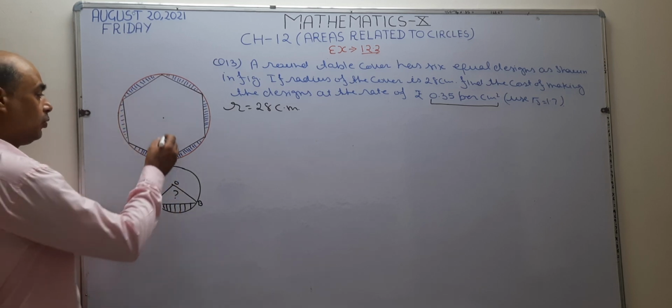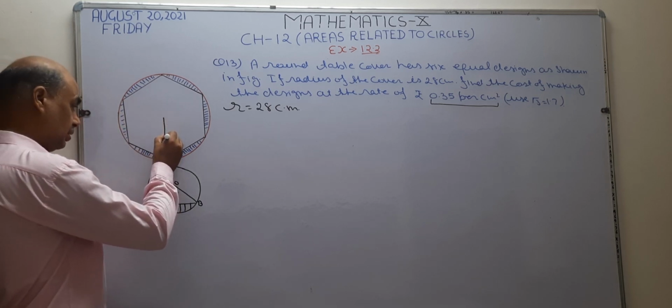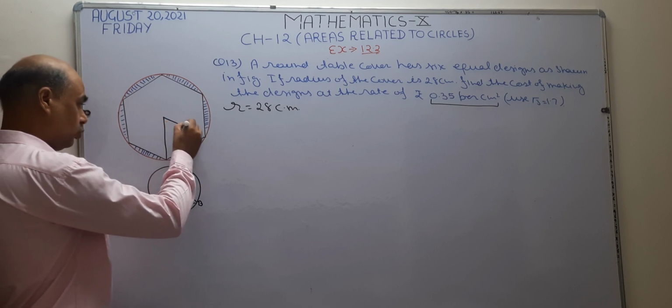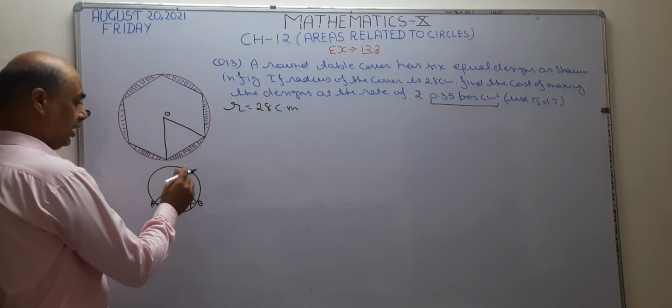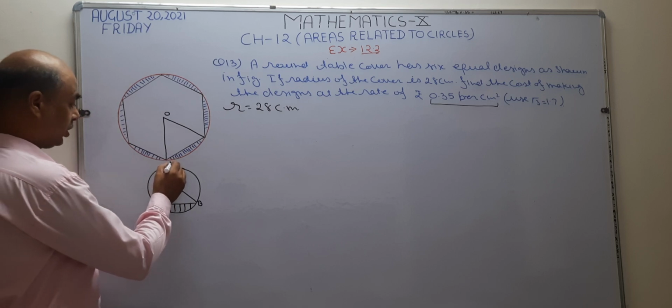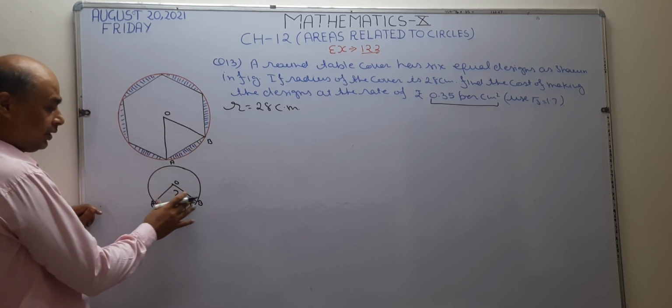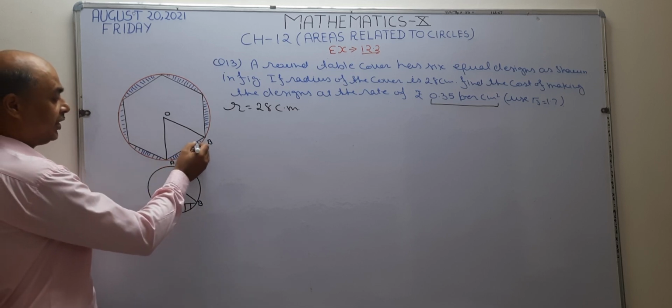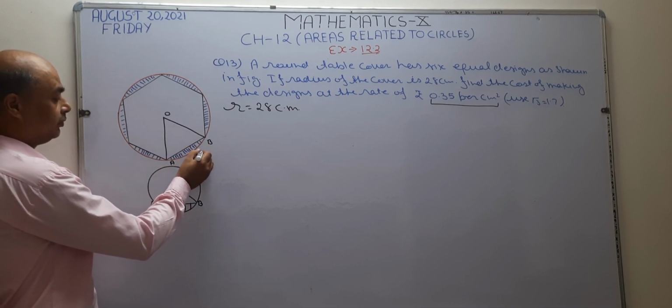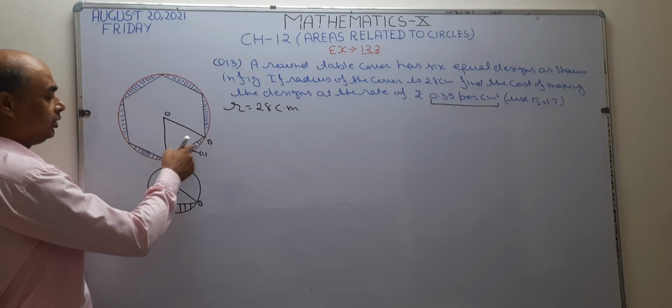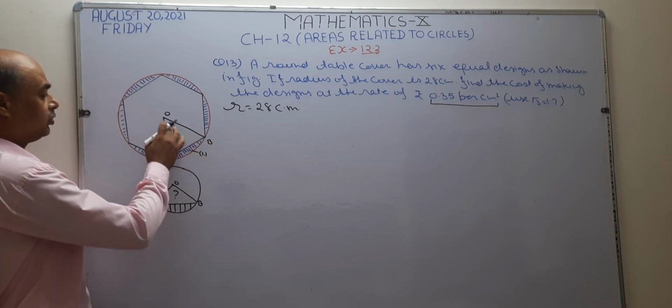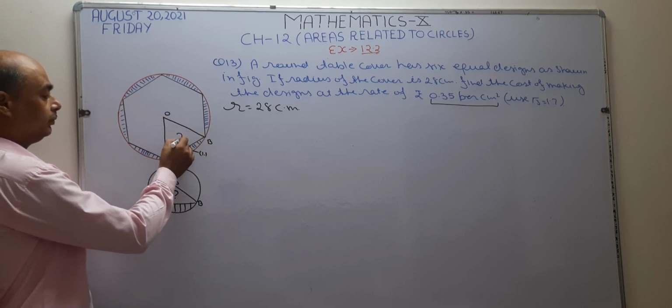Now see, I want to join these 2 points. Suppose this is your A and this is your B. OAB is like a sector. Now I want to find the area of this shaded region. I will find the area of this small portion AB, so area of sector minus area of triangle.